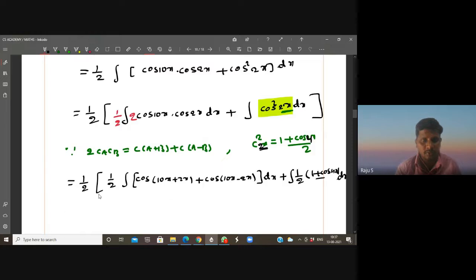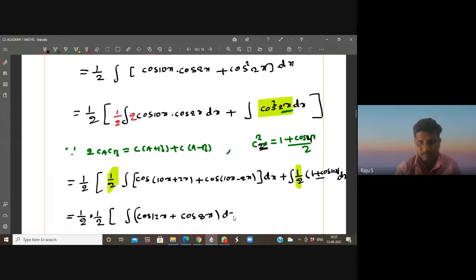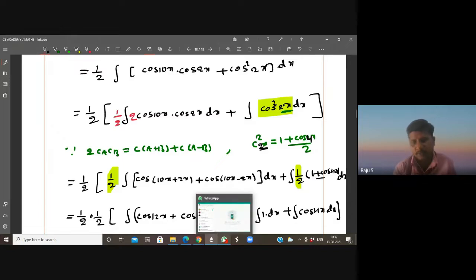After this, 1 by 2 is common in both integrals. Take it completely outside. Already 1 by 2 is outside, so again 1 by 2. So the bracket is integral of cos 12x plus cos 8x into dx, plus integral 1 into dx remaining, plus integral cos 4x into dx. Clear, students, or any doubts? Any doubts here?